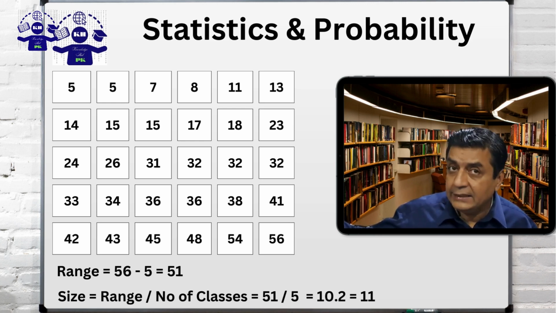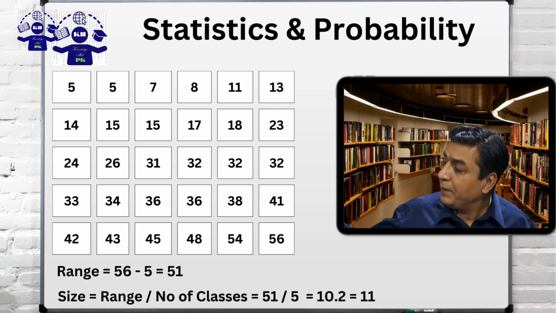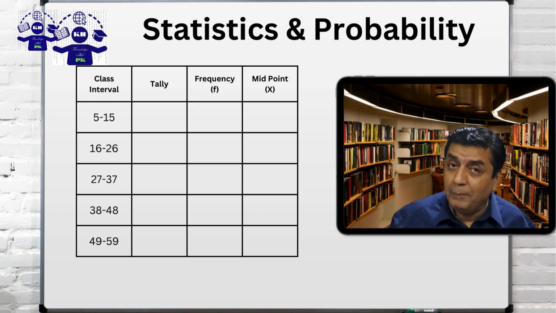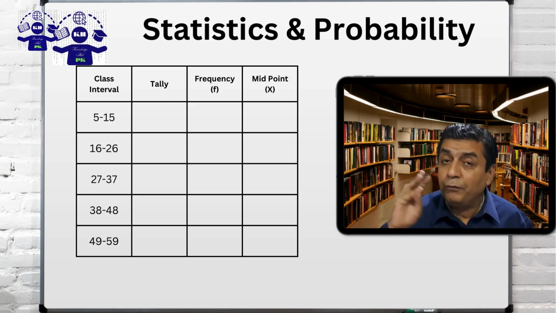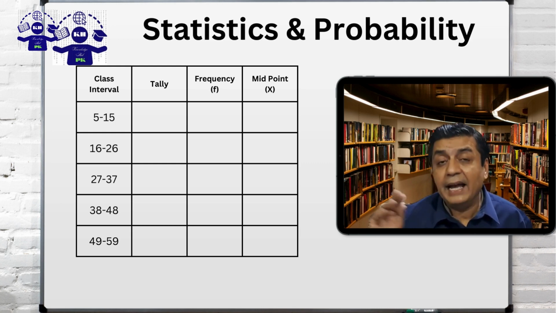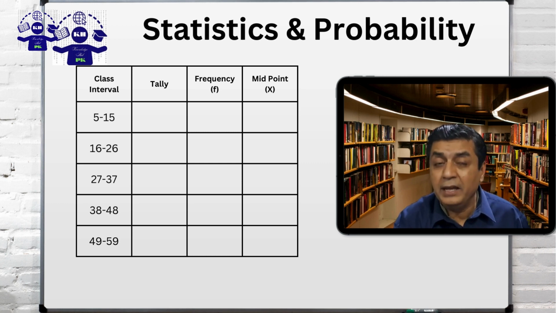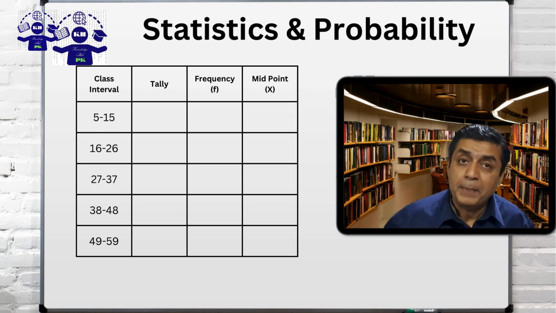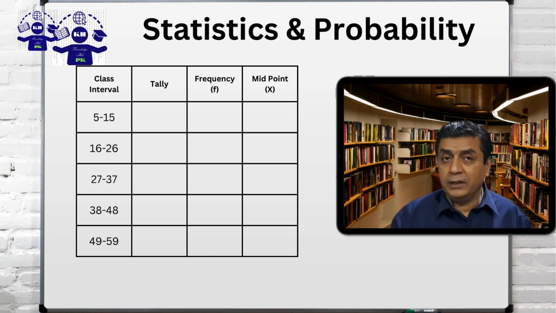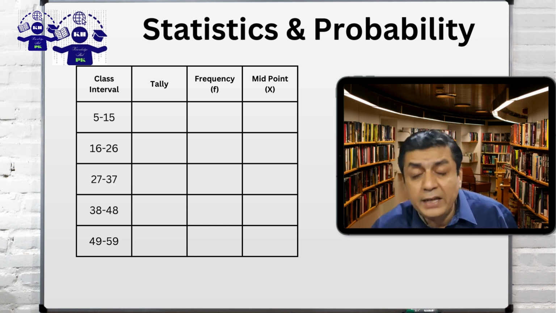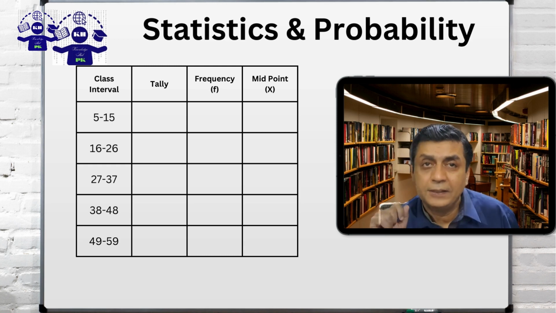7, 8, 9, 10, 11, 12, 13, 14, 15. So my 11th value comes at 15. So the first value is 5 and the 11th value is 15. So my first class interval will be 5 to 15. In this class interval, 5 is the lower class limit and 15 is the upper class limit.